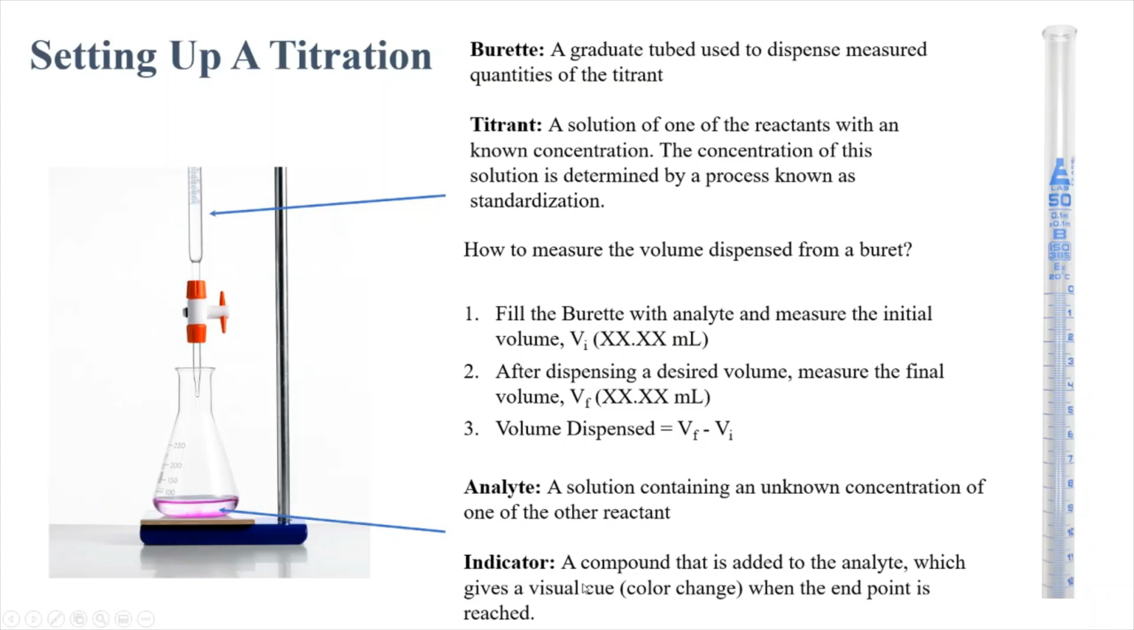Then the indicator is a compound that is added to the analyte, which gives a visual cue when the endpoint is reached. When you're doing a titration, we need to figure out when the moles of the titrant equal the moles of the analyte. If no color change is happening, we can't just look at the solution and see the moles. We need something that changes in order for us to know that the reaction is complete, and that's what the indicator is for. When the indicator changes color, that is when the endpoint is typically reached.